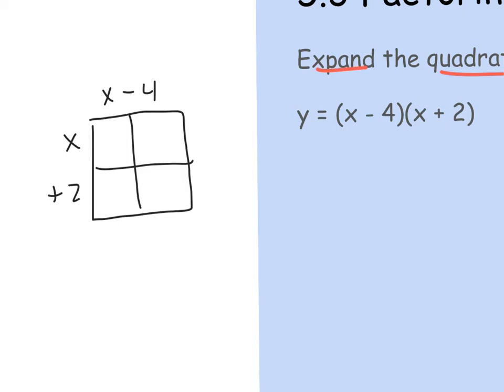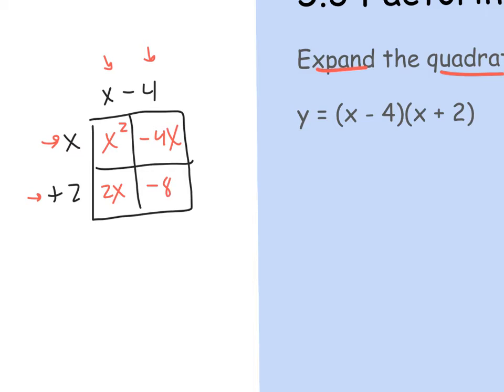So I'm going to take this row right here and multiply it by this column. Well, that's x times x, or x squared. I'm going to take that same row times the second column, and that's x times negative 4, or negative 4x. Now we're going to do the bottom row times the first column, and that's x times 2, or 2x. And then the bottom row times the second column, so that's negative 4 times 2, that's negative 8.